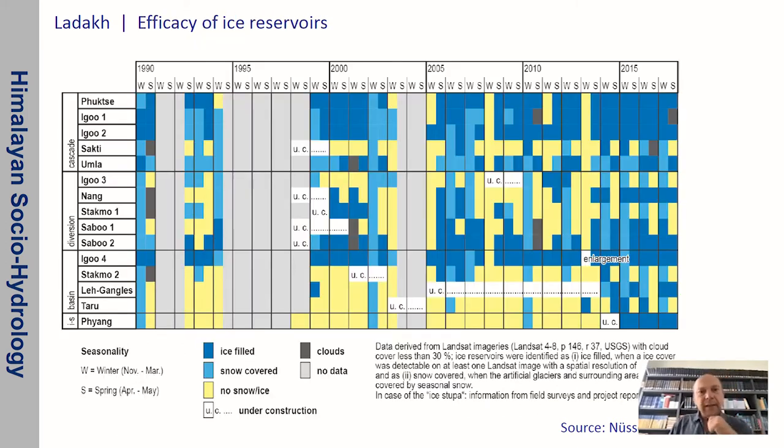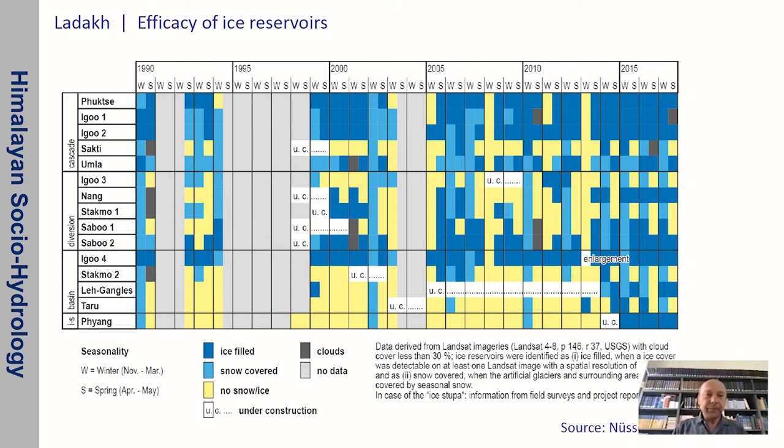Then we checked all the 14 different ice reservoirs using remote sensing data from the 1990s to 2015 and differentiated them into the different types: cascade, diversion, basin, and the ice stupa. The ice stupa at that time was only very new, so we cannot really say from when we calculated, when we did this research until the end of 2015. Now we have many more of these ice stupas. But what we can see is that not in every year were all the structures really successfully ice filled.